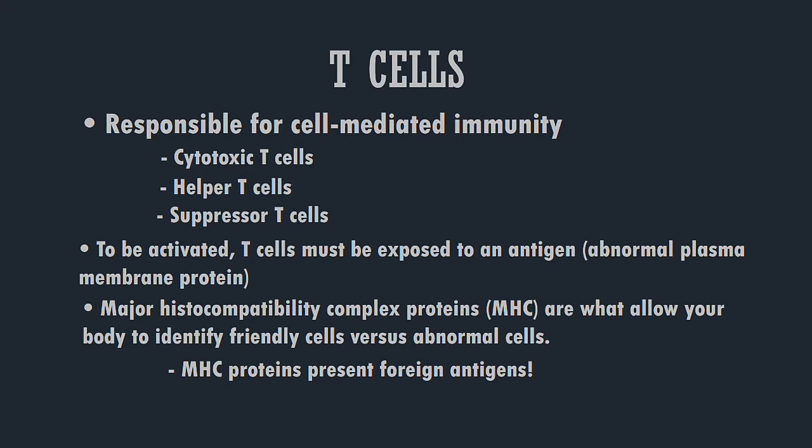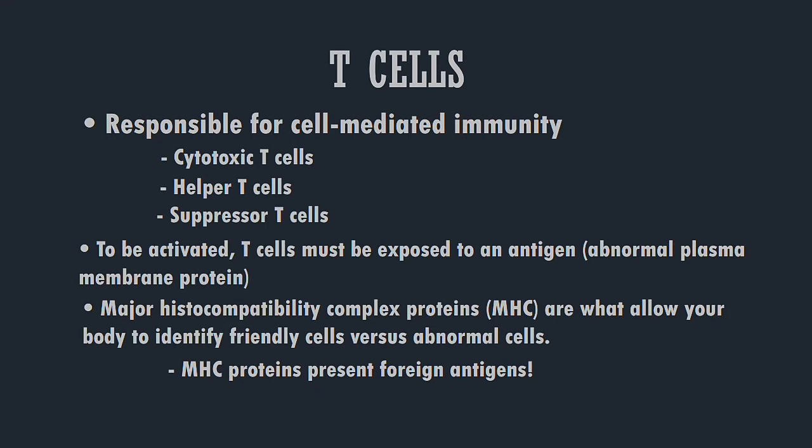To be activated, T cells must be exposed to an antigen, an abnormal plasma membrane protein. An antigen is usually some kind of protein or proteinaceous surface molecule. If you look at the plasma membrane, there are little proteins sticking out of the surface. Those are antigens. Bacteria are going to have antigens on them, viruses are going to have antigens on them, and even the surface of a parasitic worm is going to have certain proteins that are unique to that species.